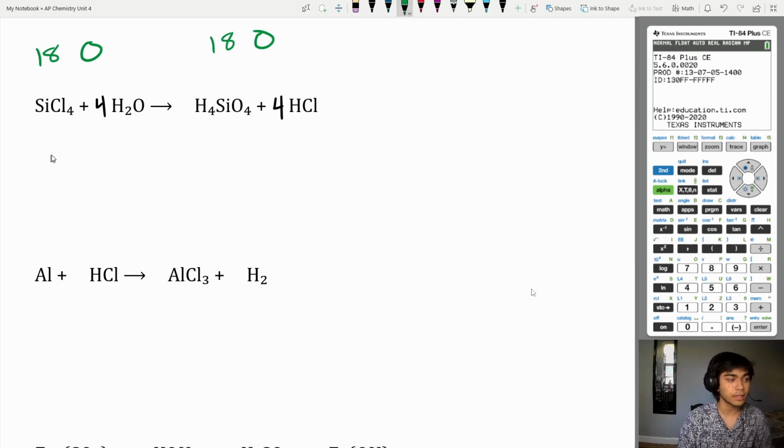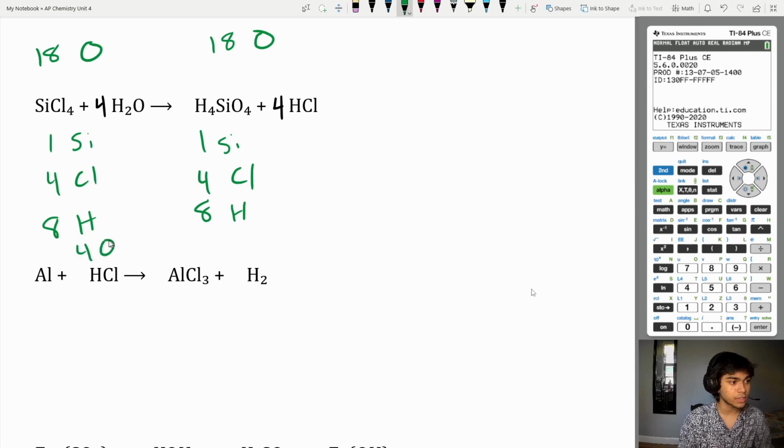Let's look at the silicon count. There's 1 silicon on the left-hand side, 1 on the right-hand side, 4 chlorines on the left-hand side, 4 on the right, 8 hydrogens on the left-hand side, 8 on the right, and 4 oxygens on the left, 4 on the right. So this is balanced. You can see that you basically start with an element and then that might throw things out of balance, and you have to deal with those as you go.